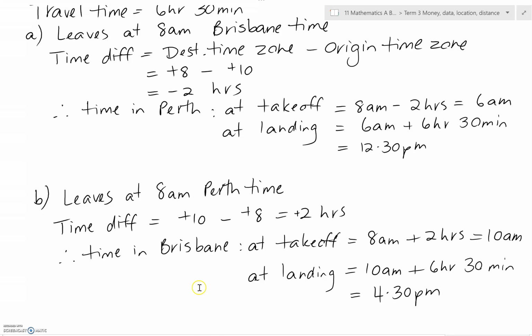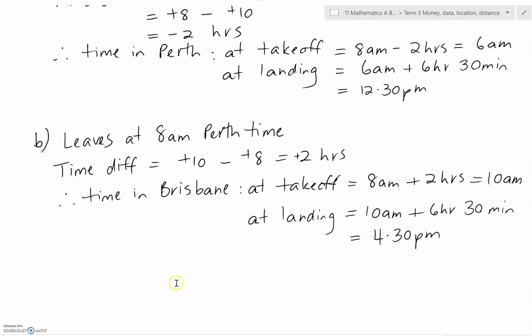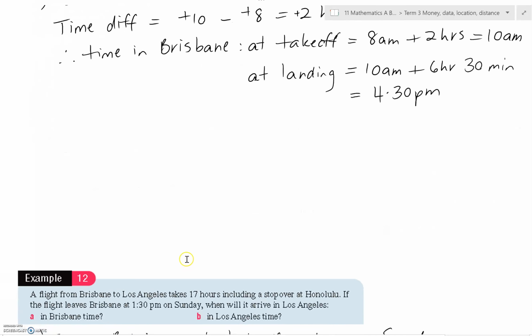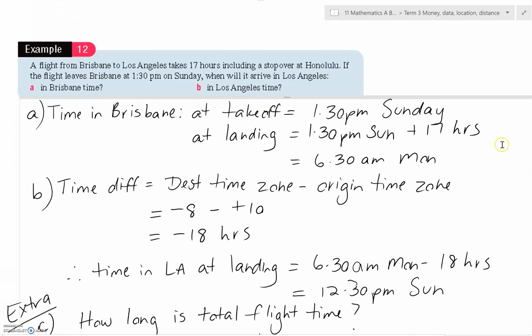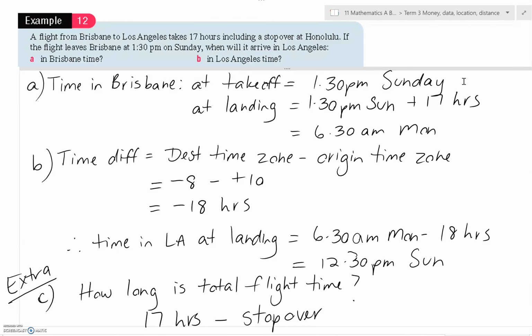So you can see it's actually quite simple using the map to work out the differences between times, and then factoring in your travel time as well. So hopefully that is pretty clear. Let's do one more, a bit more complex example here.